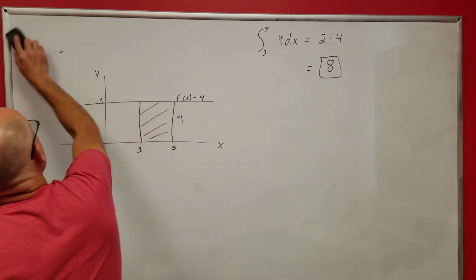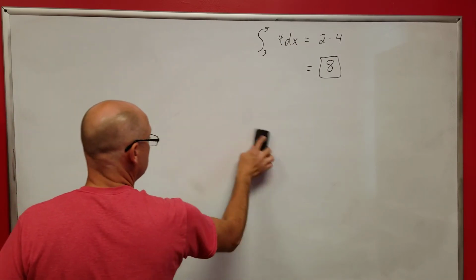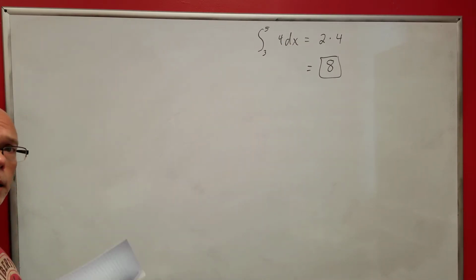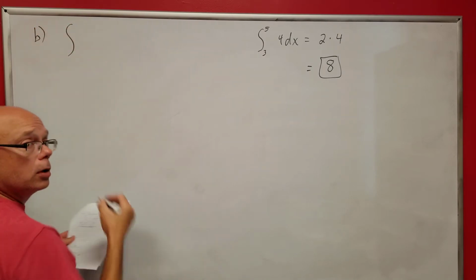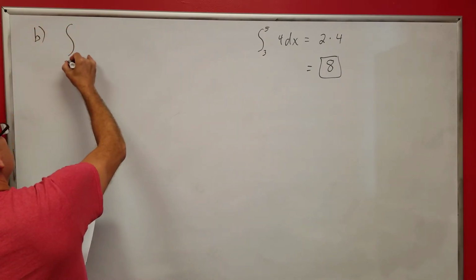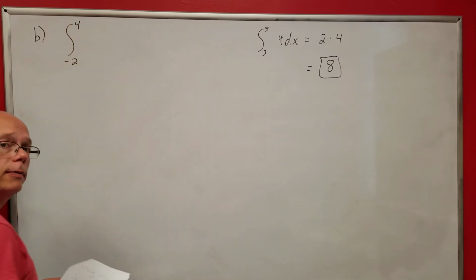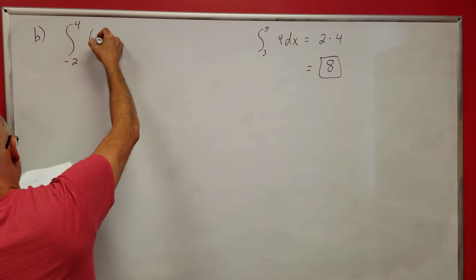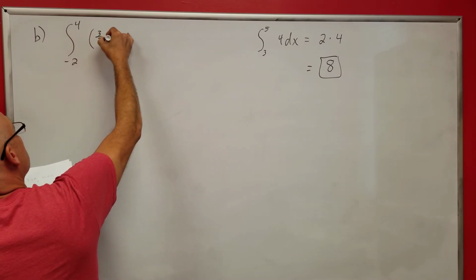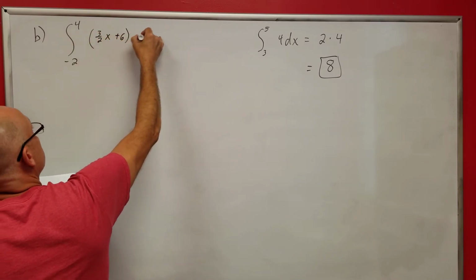Part B wants us to do something similar here. Actually, it's the same directions. What do they say though? They say that we have the definite integral. What makes it a definite integral again? It's that we have numbers here which are called limits of integration. All right, so the integral from negative 2 to 4 of 3 halves x plus 6, and put your dx on the end, okay?